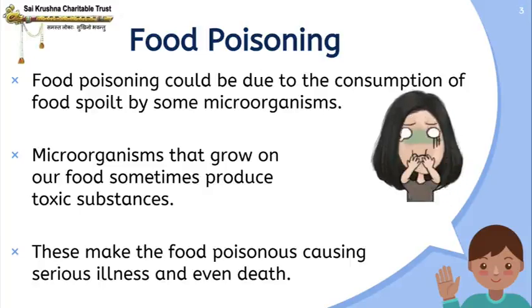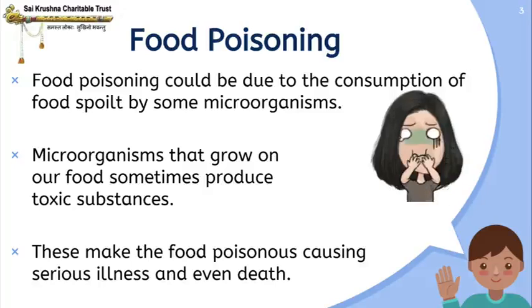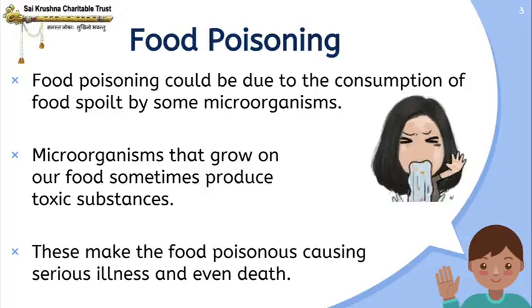Microorganisms that grow on our food sometimes produce toxic substances. These make the food poisonous, causing serious illness and even death. If we leave any food for a few days without consuming it, for example, if we leave bread without eating it for many days, we can see greenish substances being formed on the surface of the bread. This is nothing but fungi, and this means that the microorganism has produced toxic substances and has spoiled the food. So, if we consume food which is spoiled, we will get food poisoning.